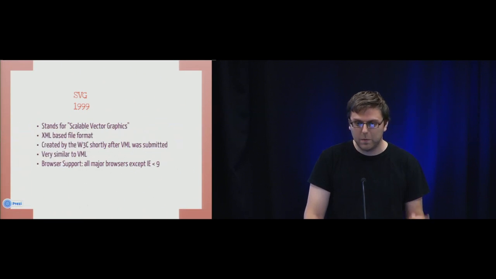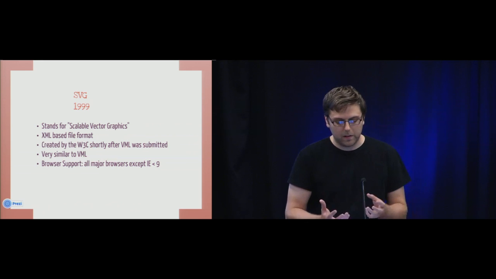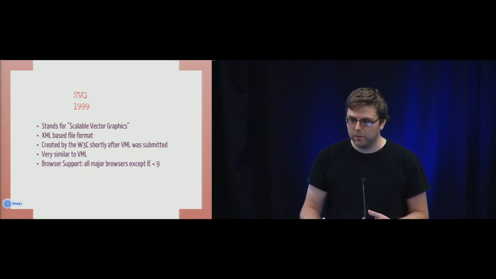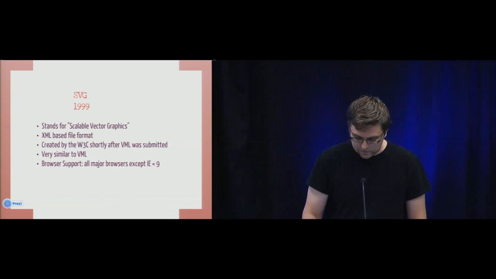So SVG came out 1 year later, and that stands for Scalable Vector Graphics, which is also an XML-based file format. It was created by the W3C shortly after VML was submitted. So basically around this time, a lot of different proposals were being submitted to W3C, and they eventually decided to draw on the strength of each of the proposals, and they came up with SVG. It's actually very, very similar to VML, and it works in all major browsers except for IE less than 9. Because again, Microsoft was pretty stubborn and they refused to support SVG until IE9.